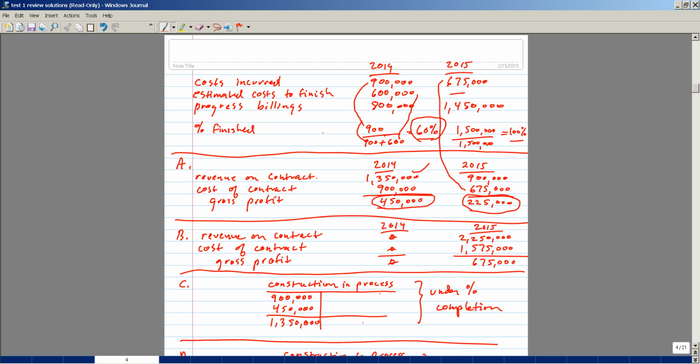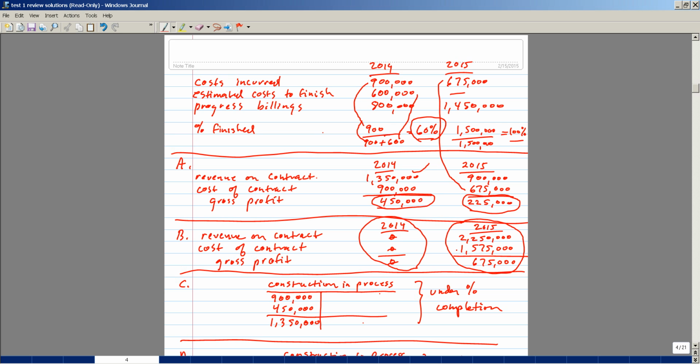Part B of the problem asks us to answer the same question again, assuming completed contract method. Under completed contract method, no profit is recognized on the job during the construction period. Rather, all the profit is recognized in one fell swoop when you're done with the job. So we recognize all the revenue, $2,250,000, on the 2015 income statement, and we recognize all the costs that we incurred on the job as job cost on the income statement.